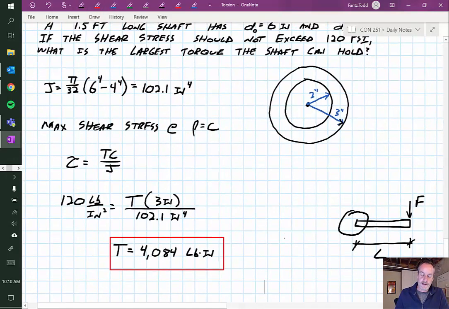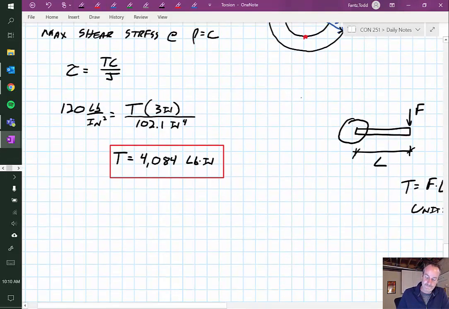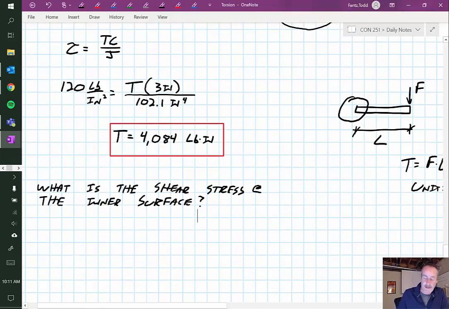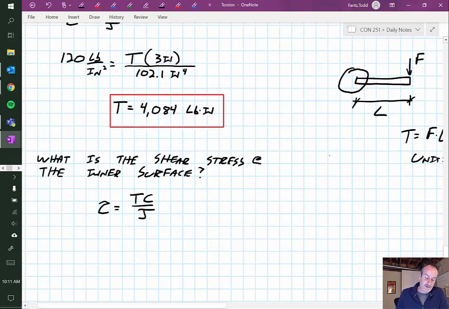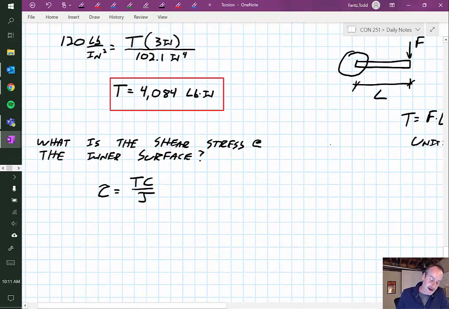Now for part B for this problem, let's say that we wanted to know the shear stress at the inner surface. Like say there was a crack on the inside right here, and we wanted to know what was the shear stress at that point. All right, so that's what I'm looking for written out. I have this TC over J, and I could use T rho over J. It's just a matter of getting the right value in there. Now we're saying what is the shear stress? So we're solving for that tau.